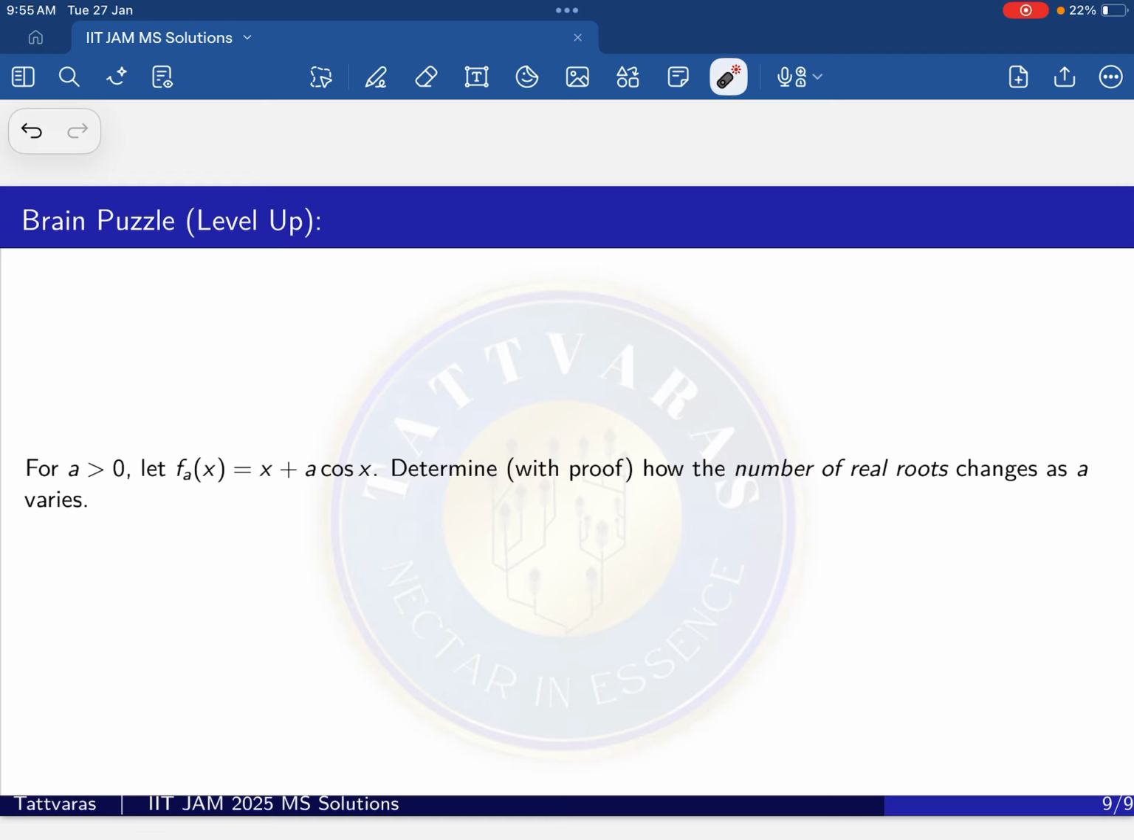Now to conclude this video, I just thought about mentioning a brain puzzle where you take any a positive and define f a, which is x plus a cos x, and try to determine how the number of real roots change as a varies. So please give it a try. You will need similar methods for obtaining the solution.